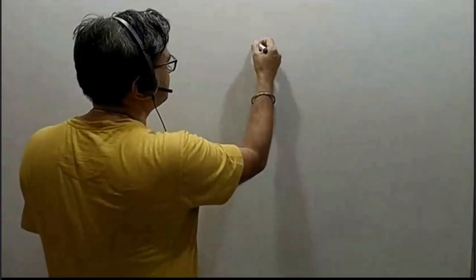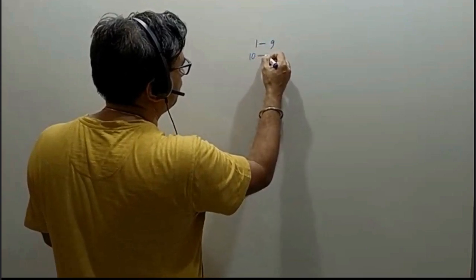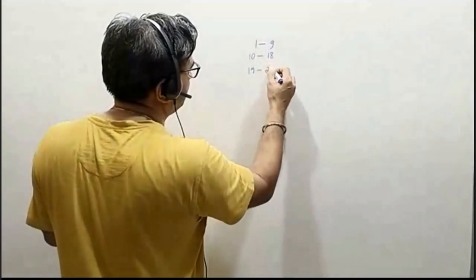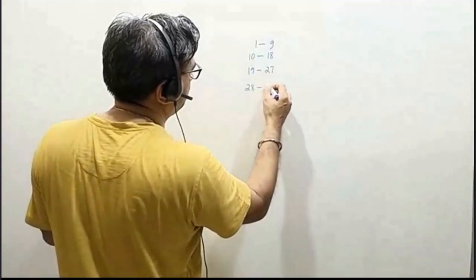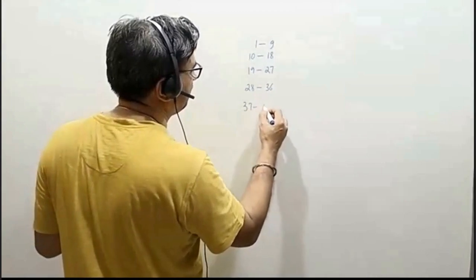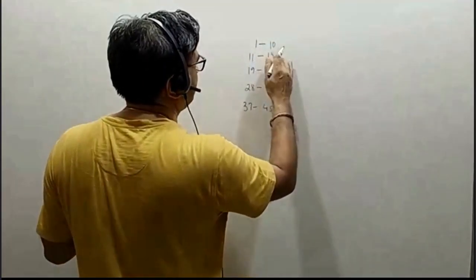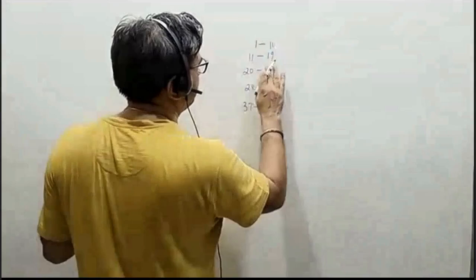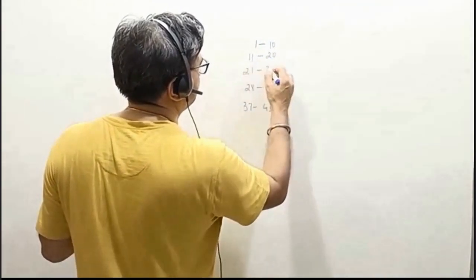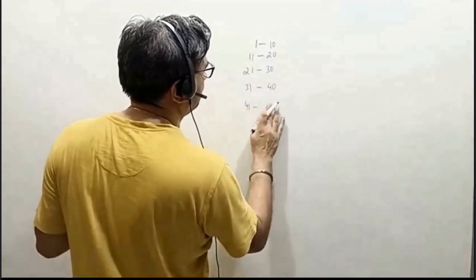So the other data can be the same data. In this case, we had 1 to 10, 11 to 20, 21 to 30, 31 to 40, and 41 to 50.